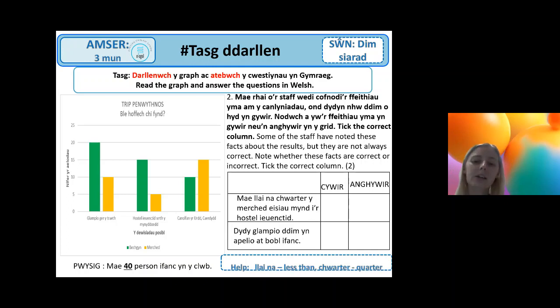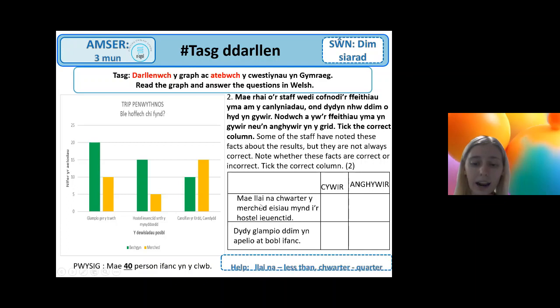So remember, it says ticiwch. So if you, for example, filled in the box or maybe circled the box or put a question mark, even if it was correct, they mark it incorrect. Okay, you need to follow the instructions and put a tick.